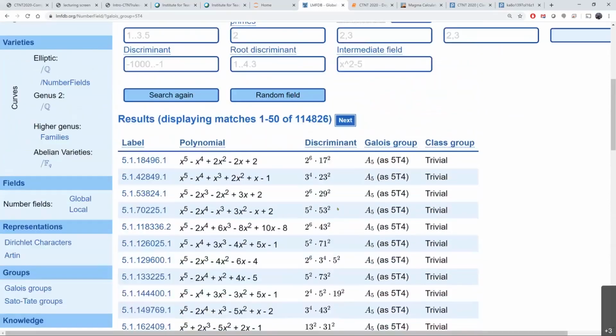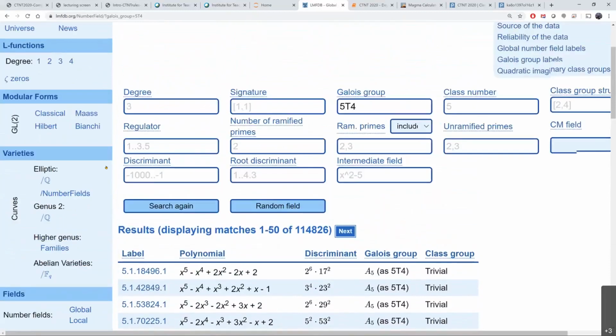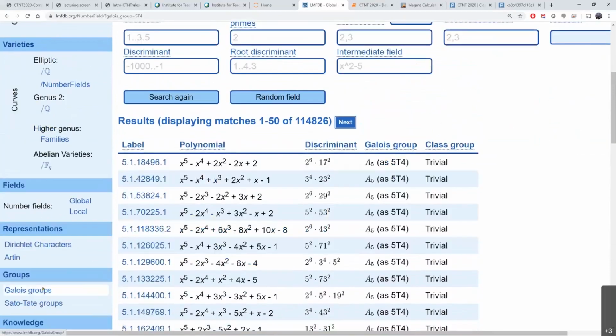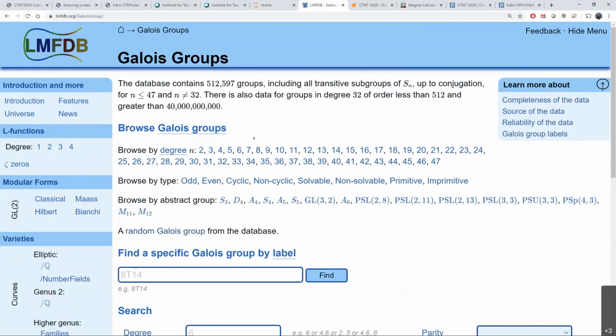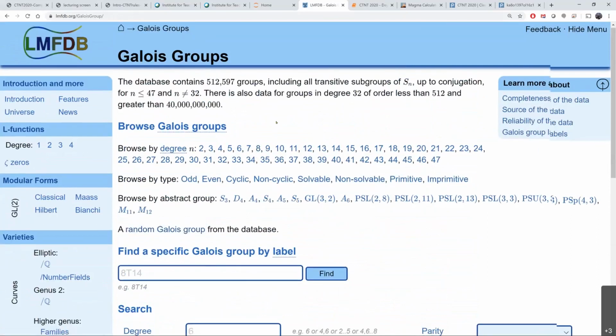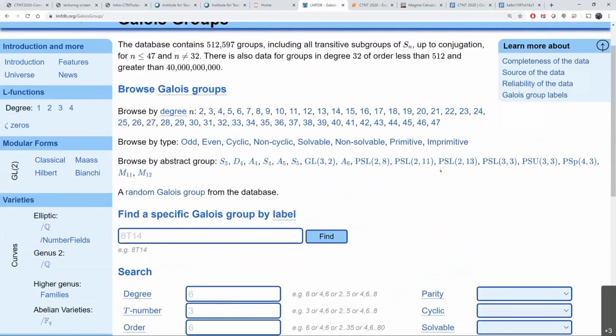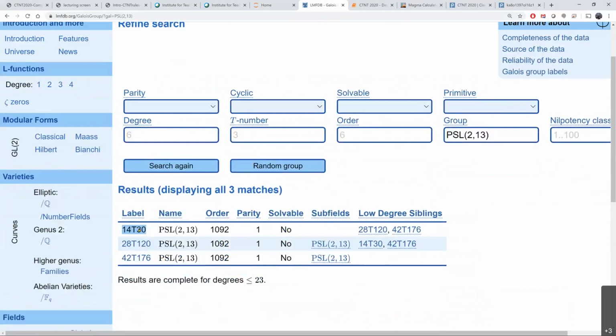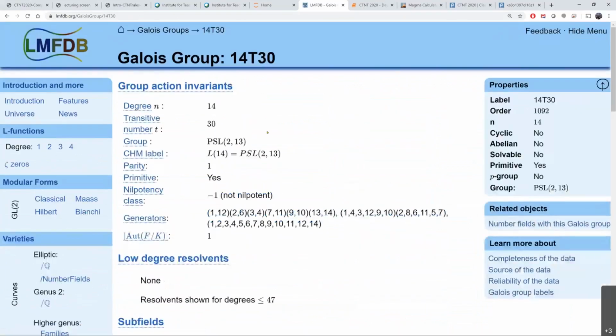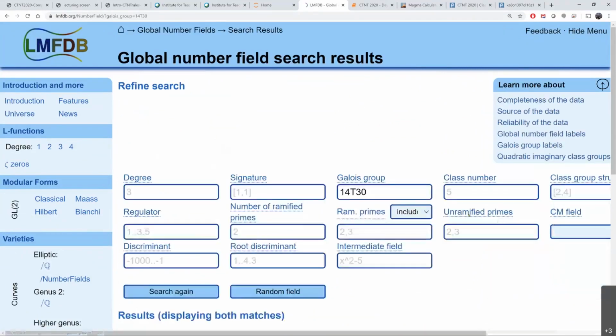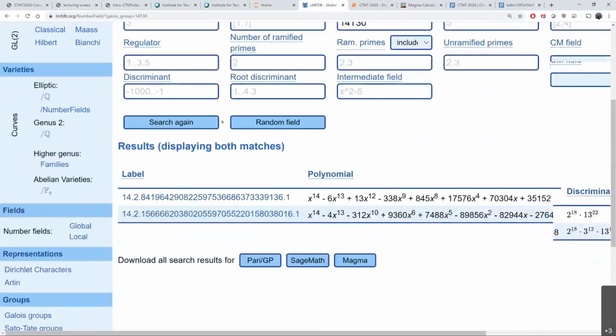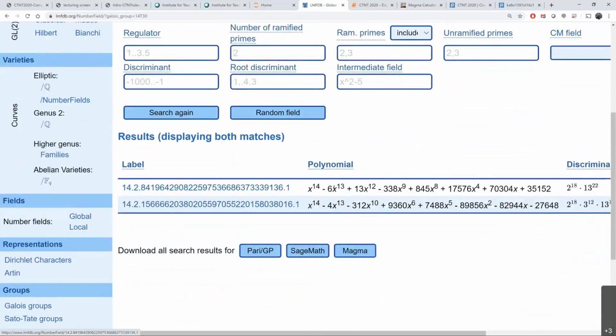All right, so we can go back again to Galois groups and keep exploring the inverse Galois problem. We can look at other things like PSL(2,13). We can see this is the group 14T30. It appears in degree 14, and then you can find out what number field has such a Galois group. For example, in the tables, this number field has such a Galois group. All right.